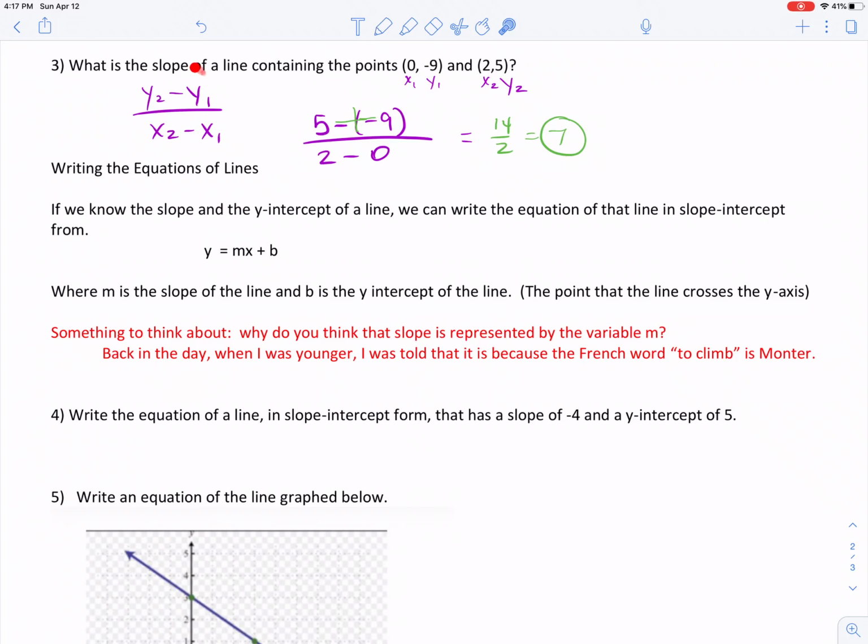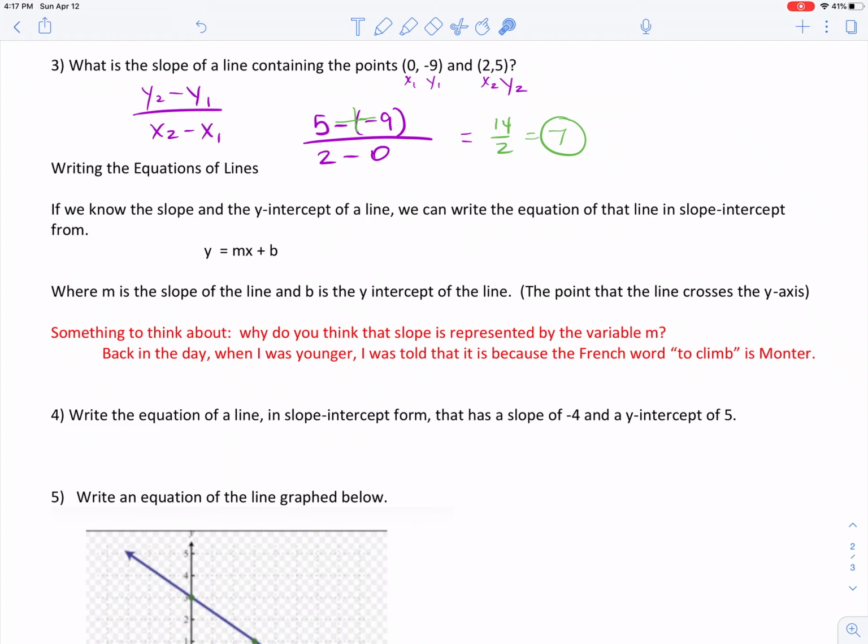Okay, so here's my formula. I always like to put what I'm using for x1, y1, x2, y2 right below it. So I did the change in y on top. I did 5 minus the negative 9. I did the change in x on bottom, 2 minus 0. So I got 14 divided by 2, which is 7.